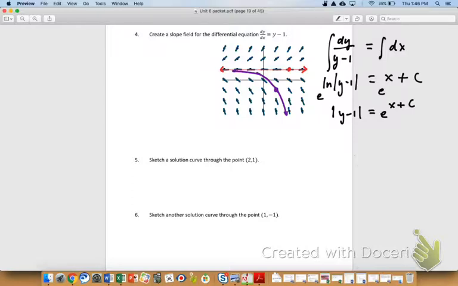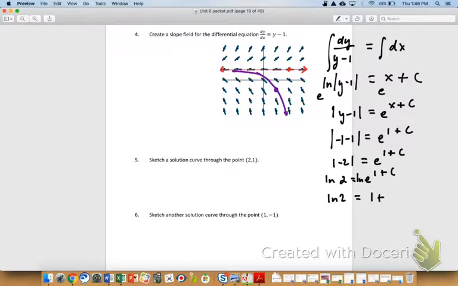I'll do the purple one. So let's see here. y is negative 1 when x is 1. So I get absolute value of negative 2 equals e to the 1 plus c. So 2 equals e to the 1 plus c. How do I get the c by itself? Yeah, so I go ln of 2 equals ln of this. So I get ln of 2 equals 1 plus c. So ln of 2 minus 1 equals c.